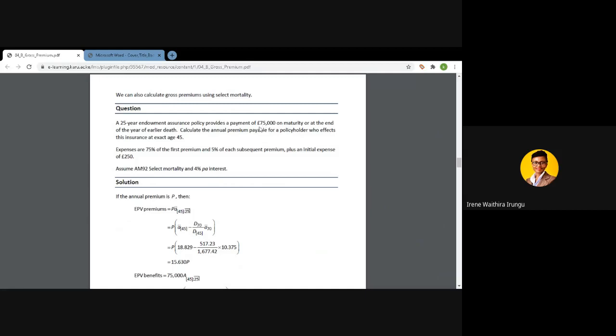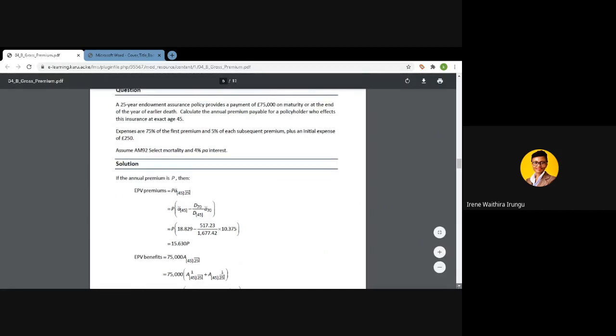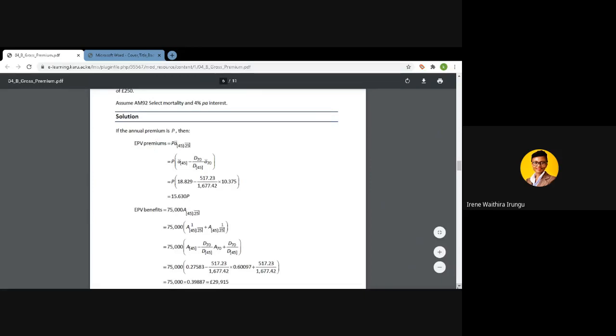So the benefit is 75,000, payable on maturity or at the end of the year of earlier death. So in that case, we're using the endowment assurance, which is 25-year. Our sum assured is 75,000. So we multiply that with the corresponding EPV for the endowment assurance, payable at the end of the year of death, so we do not have the bar here. And it is issued to a life aged 45 for a period of 25 years.